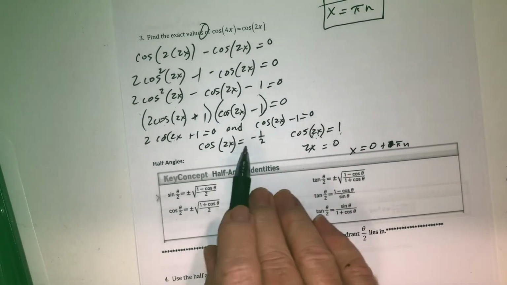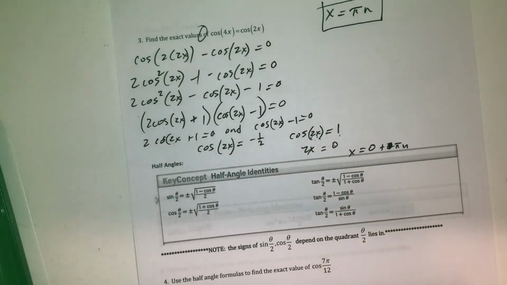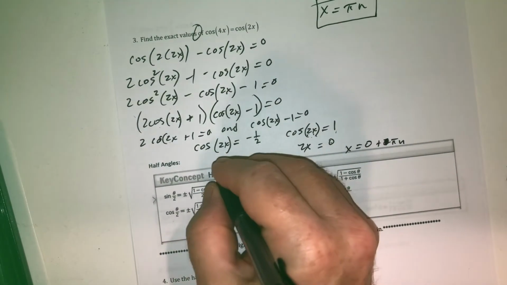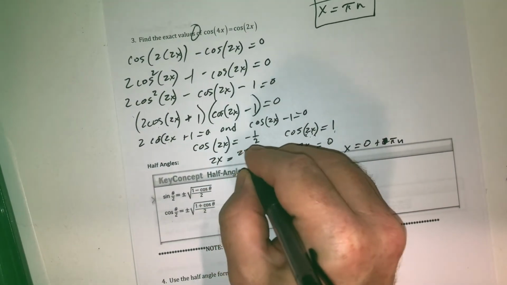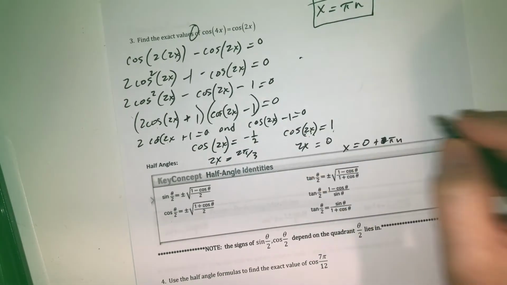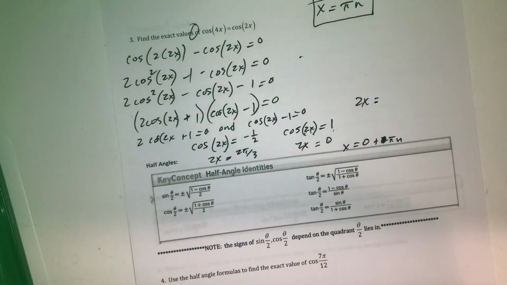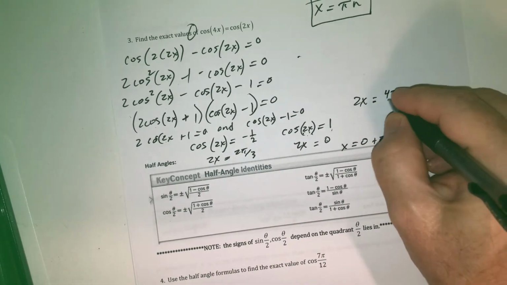Now, where on the unit circle is the cosine of an angle equal to negative 1/2? Well, that happens twice. It happens at 2/3 of pi, so that means 2x is equal to 2/3 of pi. It also happens again at 4 pi over 3, so 2x is equal to 4 pi over 3.